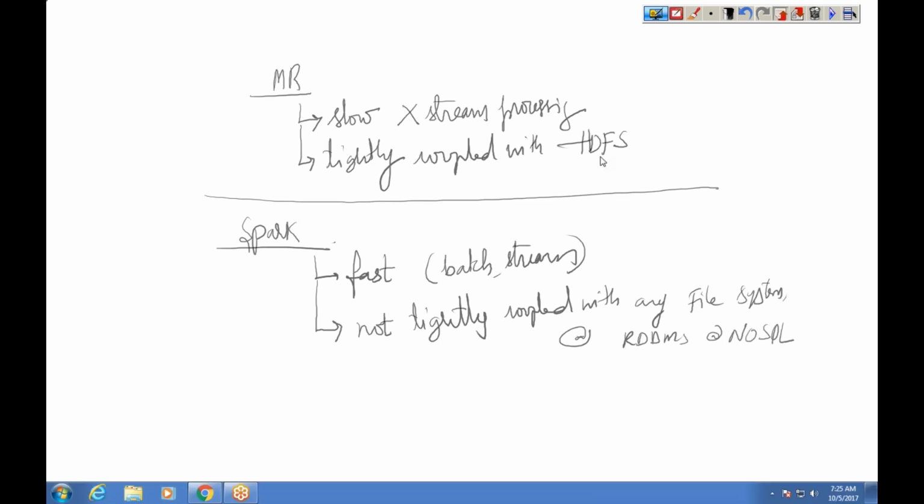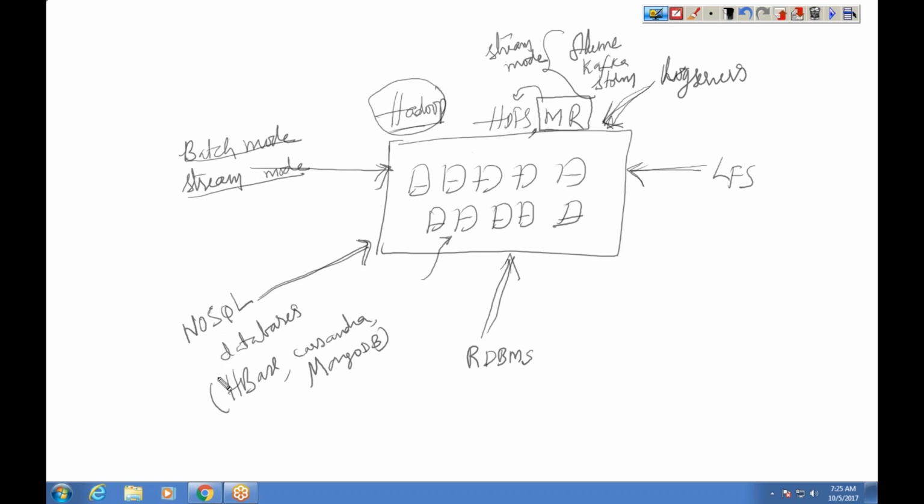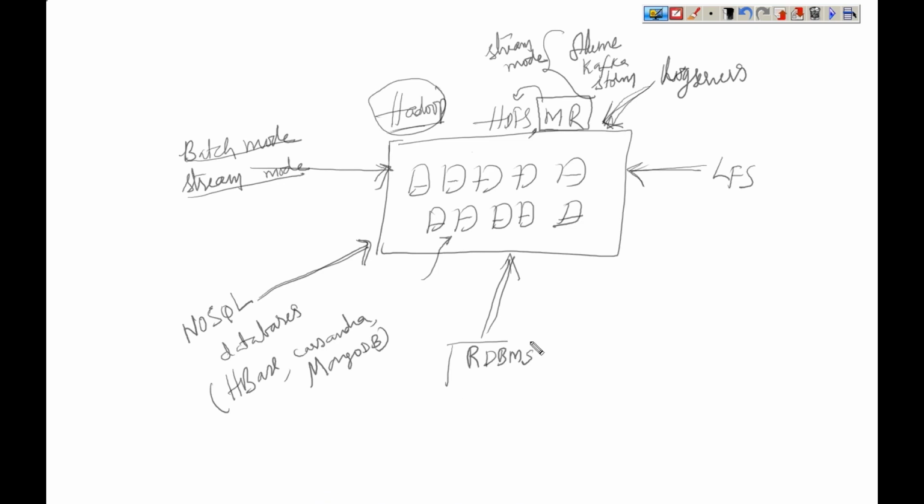You can see this here. If the data is in a NoSQL database like HBase, let us say Cassandra or MongoDB, the data must be moved to HDFS for processing by using MapReduce. And similarly, if the data is in some RDBMS like MySQL or Oracle servers, the data must be moved to HDFS for processing by MapReduce. Likewise, compulsory the data must be moved into HDFS for processing. That is the nature of MapReduce.